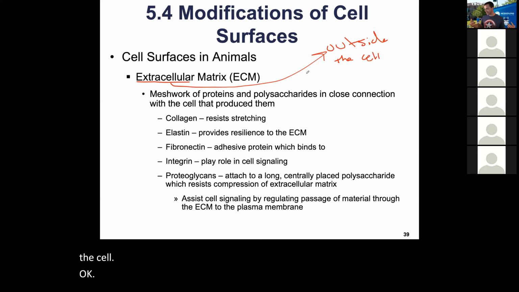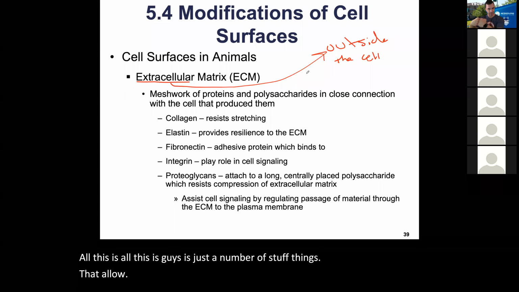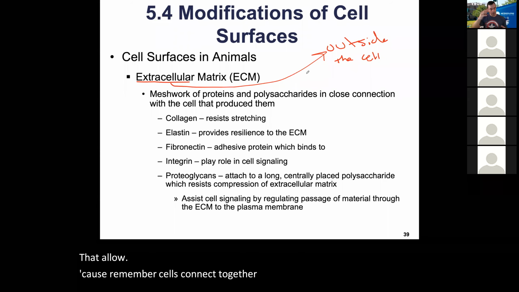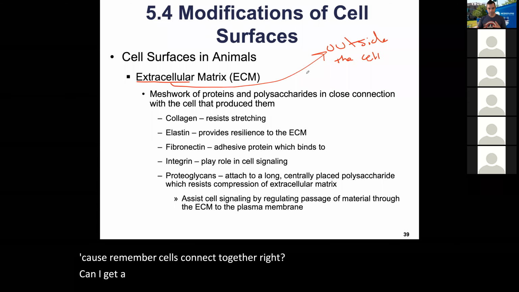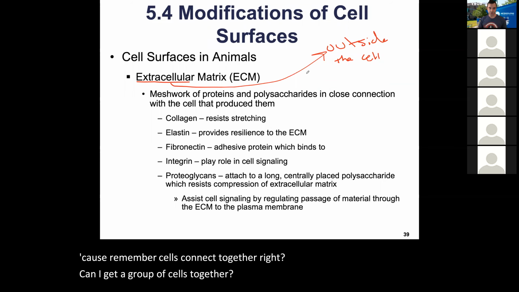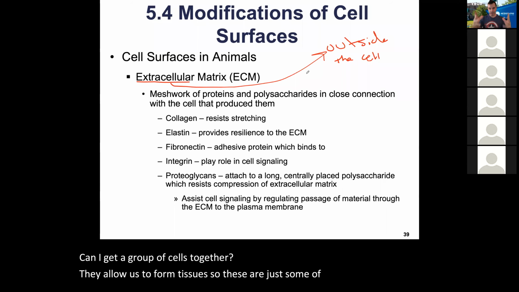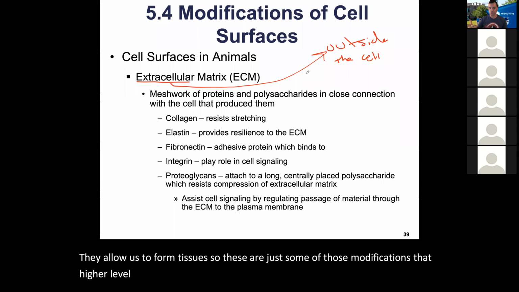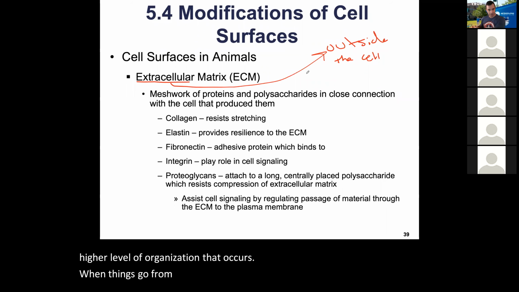All this is, guys, is just a number of things that allow, because remember, cells connect together, right? When I get a group of cells together, they allow us to form tissues. So these are just some of those modifications, that higher level of organization that occurs when things go from small things to bigger and more complex structures.